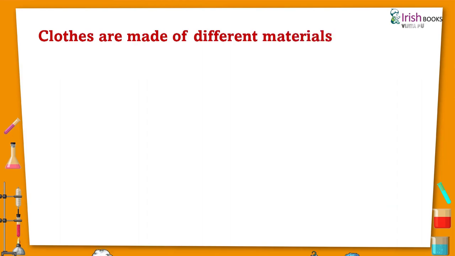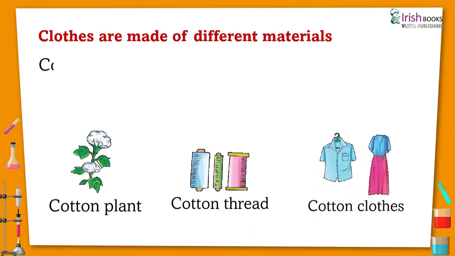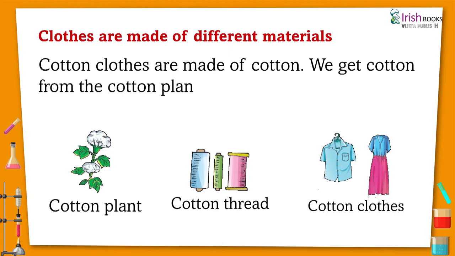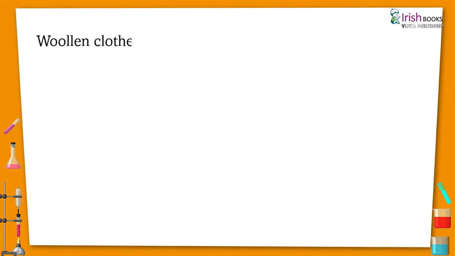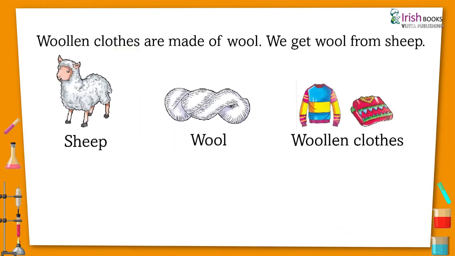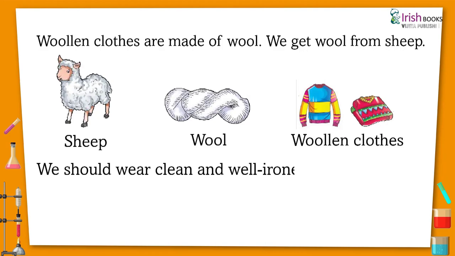Clothes are made of different materials. Cotton clothes are made of cotton. We get cotton from cotton plant. Cotton plant, cotton thread, cotton clothes. Woolen clothes are made of wool. We get wool from sheep. Sheep, wool, woolen clothes. We should wear clean and well ironed clothes.